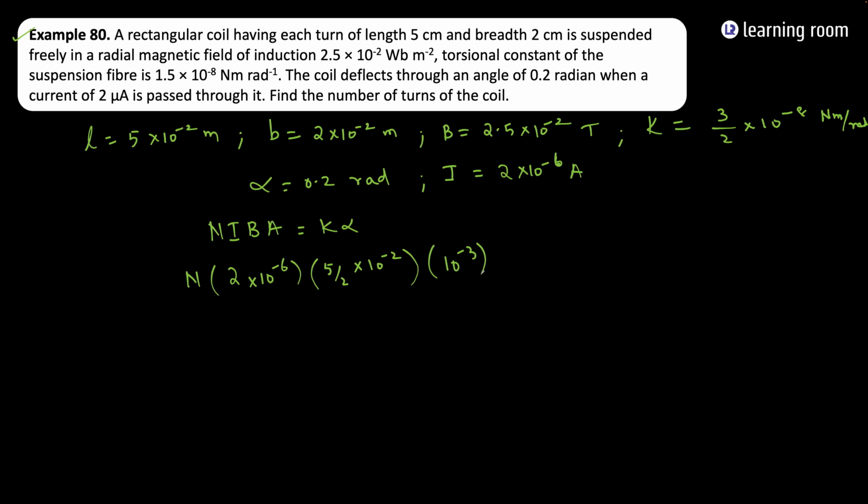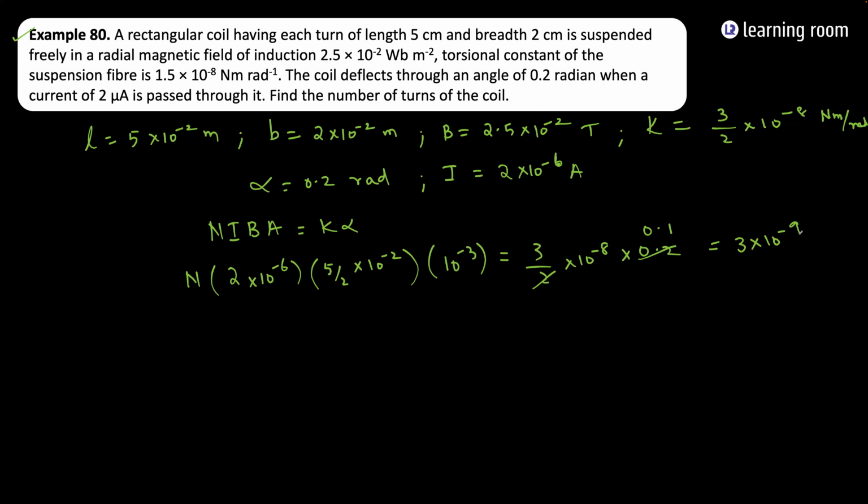This is equal to K, which is 3 by 2 into 10 power minus 8, into alpha, which is 0.2. So 2 will cancel with the 0.2, giving 0.1. So 3 into 0.1 is 0.3, or I can write this as 3 into 10 power minus 9. Did you understand? 3 into 10 power minus 8 into 10 power minus 1 becomes 10 power minus 9. I hope I'm clear.